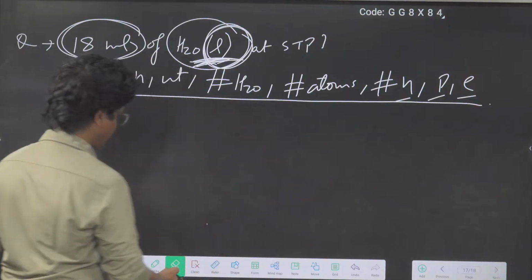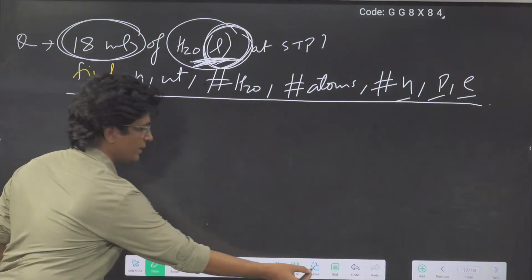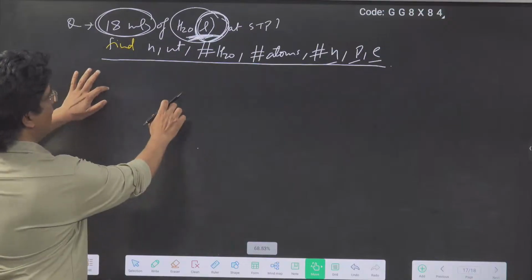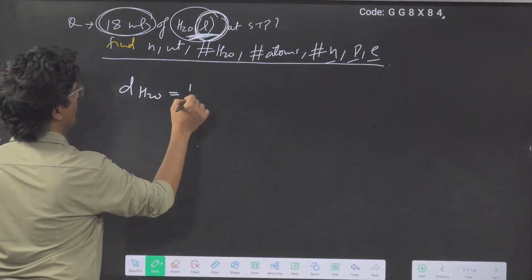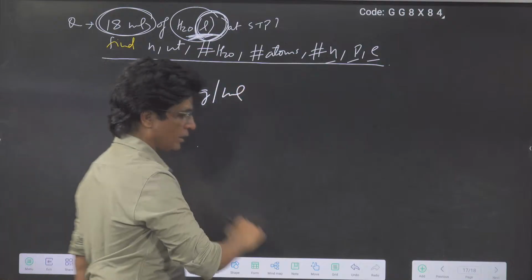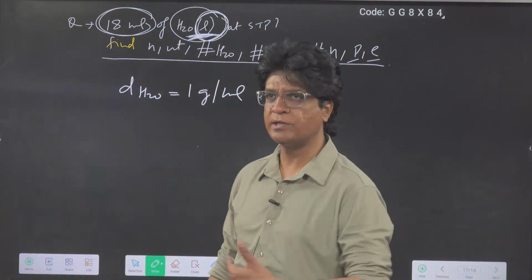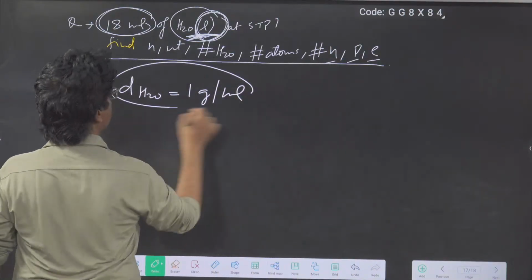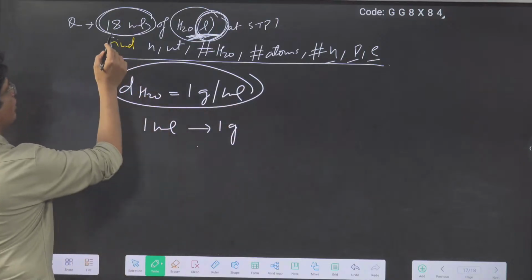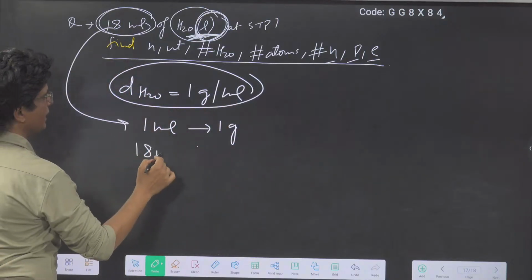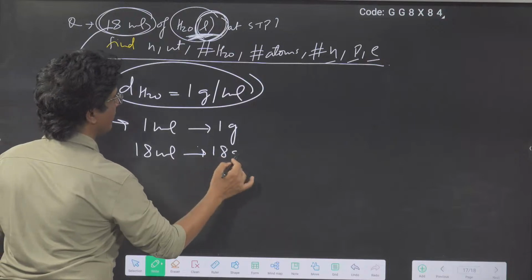Understand this thing, right? So we'll be going with density. Now everyone knows the density of water. Density of water is equal to 1 gram per ml. We have done a couple of questions yesterday also discussing this stuff. So what is the meaning of this thing? 1 ml has a weight of 1 gram. So 18 ml will have a weight of what? 18 gram? Yes or no?